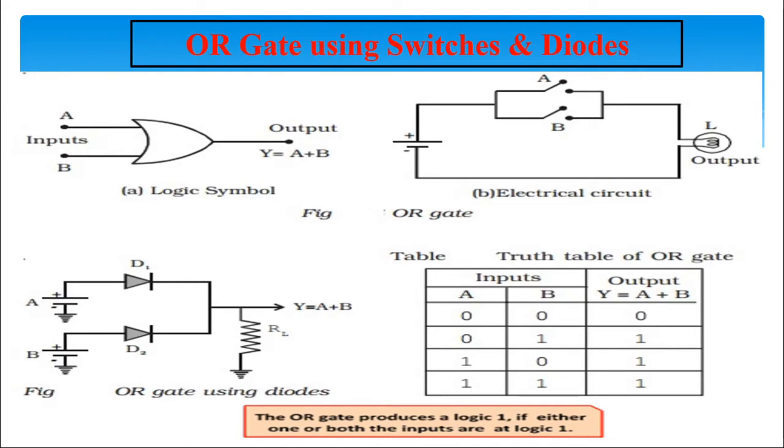Let us now discuss these logic gates. Now, we will discuss the basic logic gates using discrete components such as diodes, transistors, resistors, and switches. Let us now discuss the operation of OR gate, that means OR gate using switches and diodes.